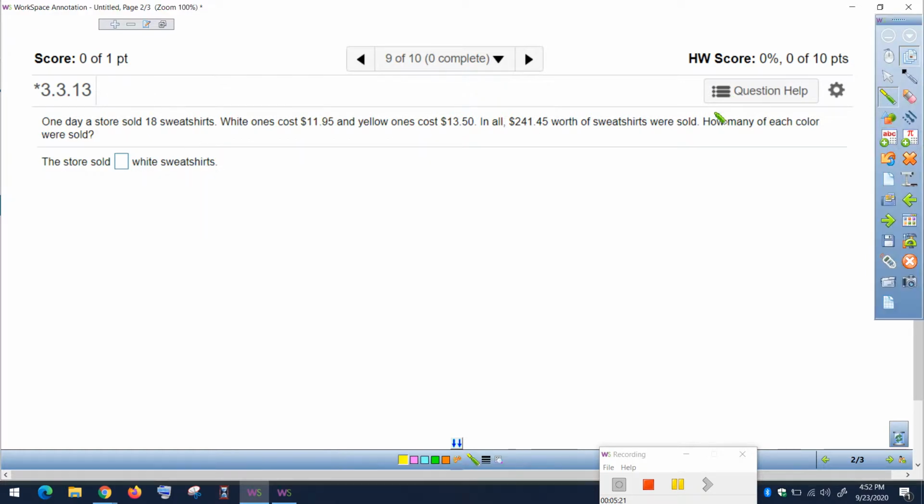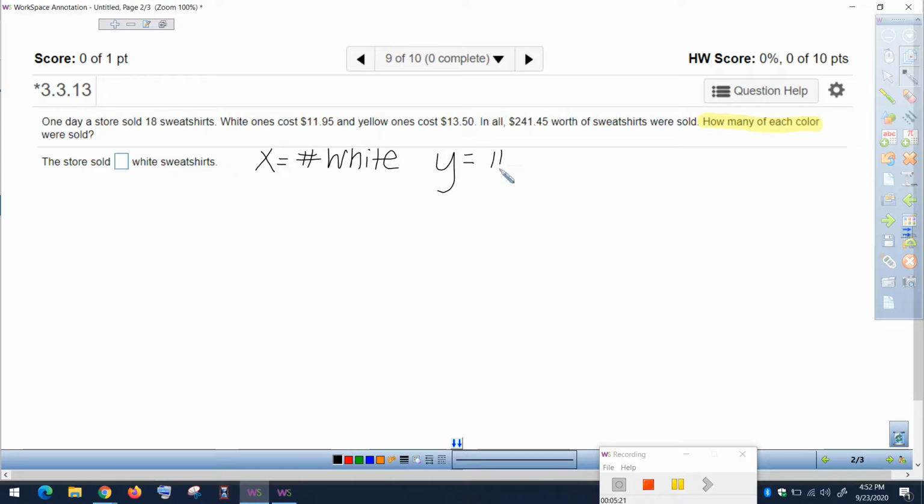So here's the how many question. That's going to help us to figure out how to set up our variables. So how many of each color? The two colors we have are white and yellow. I'm going to have x represent the number of white, and y is going to represent the number of yellow.